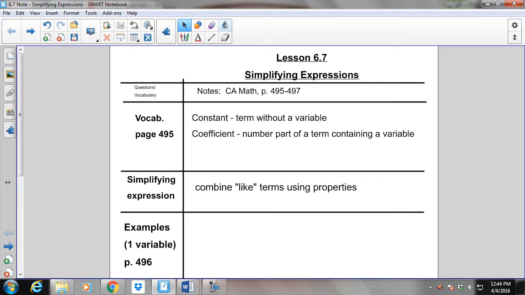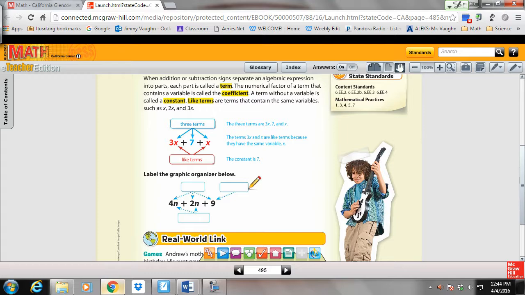We're going to be simplifying expressions. So get your Cornell notes all set up there, and you'll want to be in your California Math book, page 495 to 497. We're going to be doing a few things out of there. So let's talk first about some vocabulary that we need to know. This is on page 495.